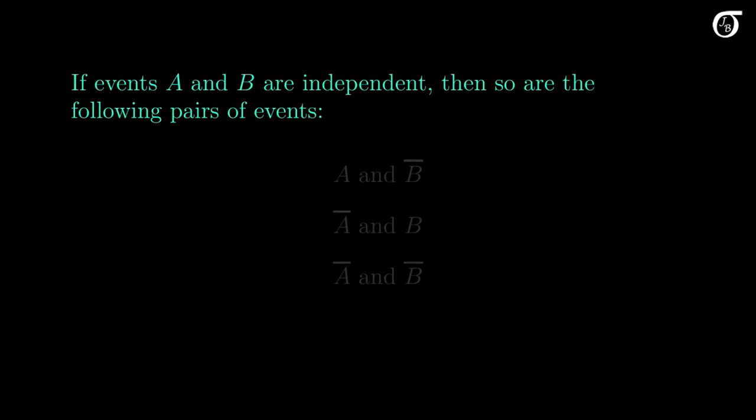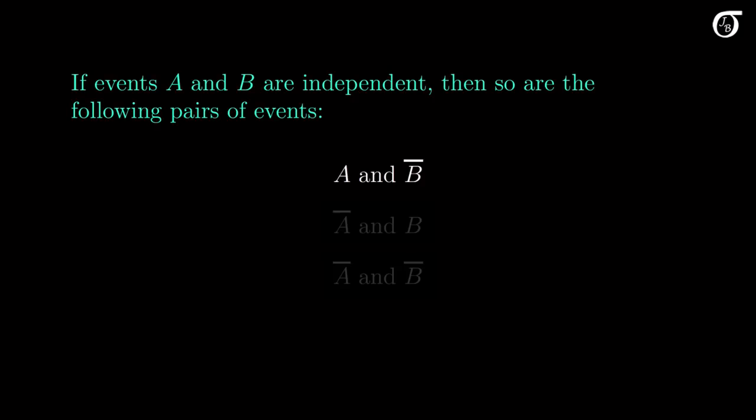If events A and B are independent, then so are the following pairs of events. A and B complement. There's a simple argument for this. If knowing that A has occurred doesn't change the probability of B, then it doesn't change the probability of B complement, as that's simply 1 minus the probability of B. So it stands to reason that if A and B are independent, so are A and B complement. This isn't very difficult to prove mathematically, but I'll leave that for another day.